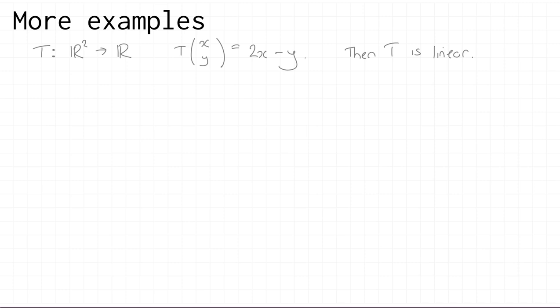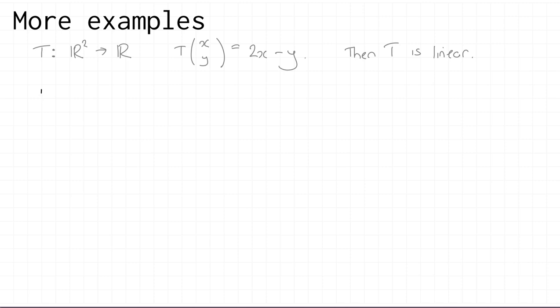So you should check both property 1 and property 2, and just a little bit of algebra will show you that this thing is an example of a linear map. But let's look now at some examples of things which are not linear maps. So what would it mean for something not to be linear? It's got to fail one or more of the two linearity conditions.